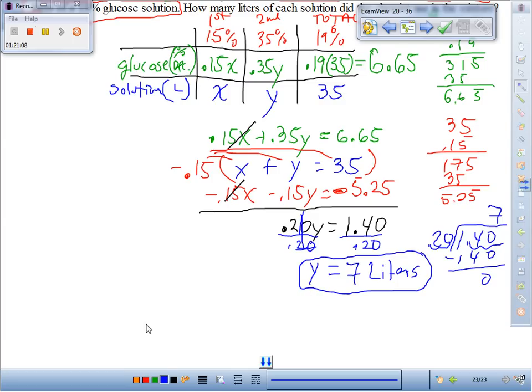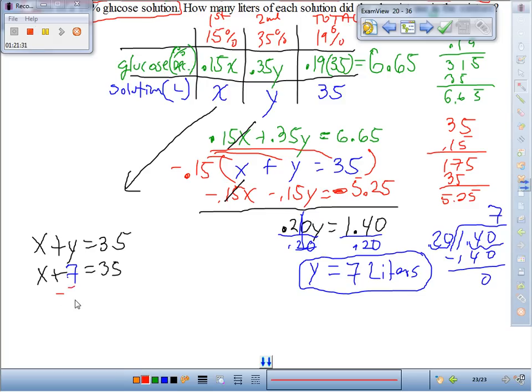And we get our liter equation. Do you guys see this is the liter equation? And we write x plus y equals 35. So if y is 7, bring everything else down. X plus 7 equals 35. Minus 7, minus 7. X equals 28 liters.